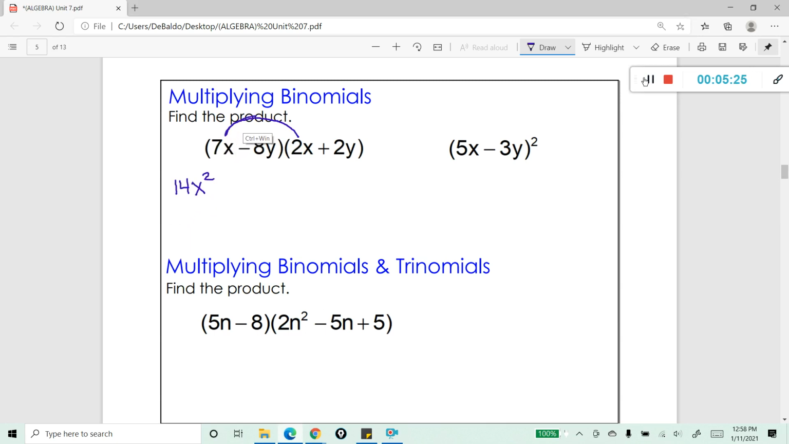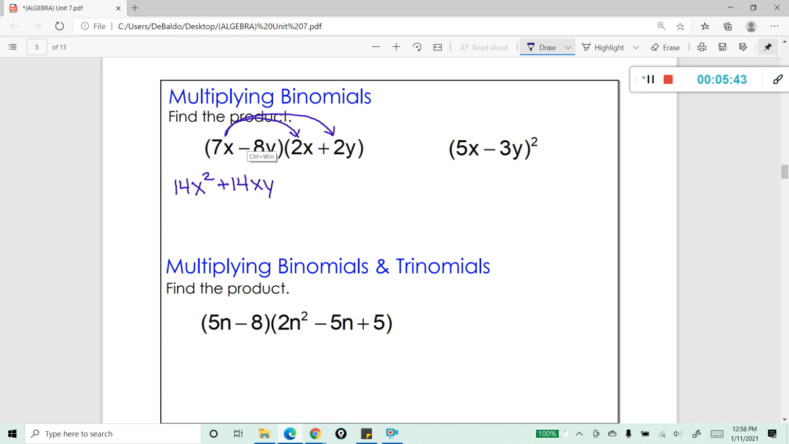Outside is going to be 7x times 2y. So this term is going to look like this. It's going to be positive 14, and then I'm going to write xy. xy is its own type of term.